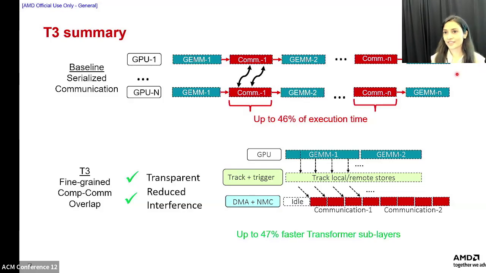I agree with you. Yes, it can be used. For example, in the tracker, instead of tracking when a particular work group is complete and initiating communication, you would schedule a work group of the next GEMM kernel. I think the only challenge there is, here we are using a contiguous memory space to transfer or initiate communication.